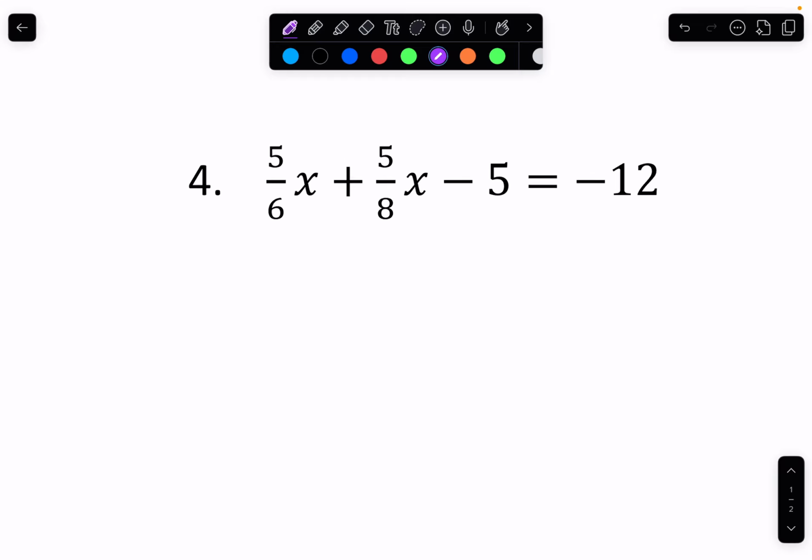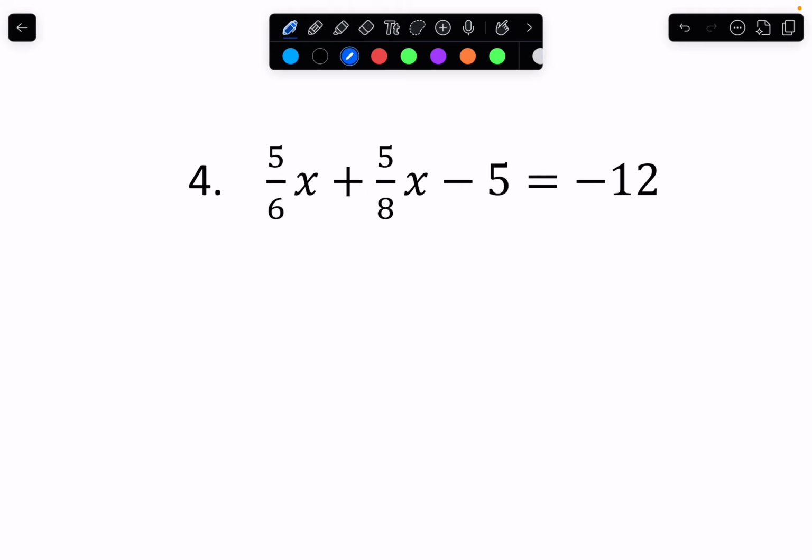All right. Next one. What do I see that I don't really love? The 6 and this 8. Not in love with those. I'm trying to get rid of those.